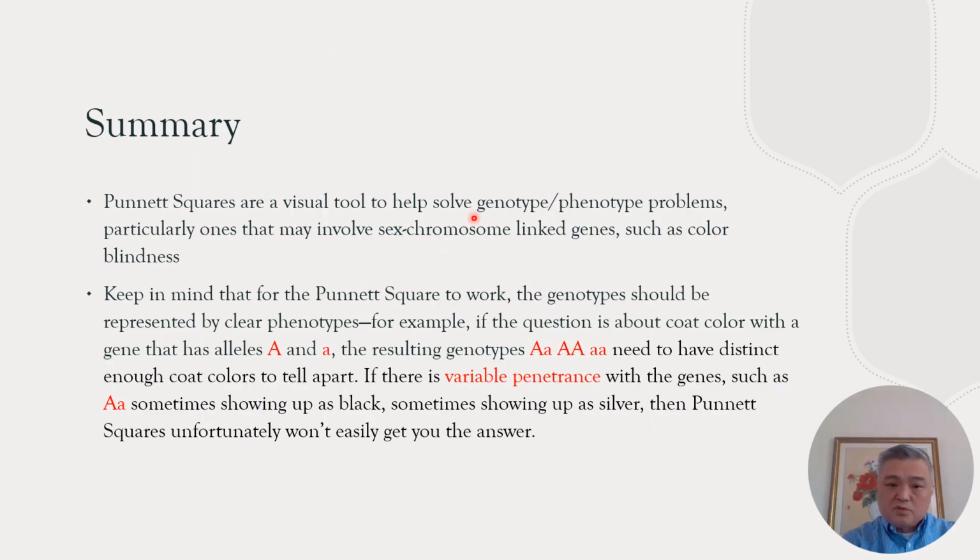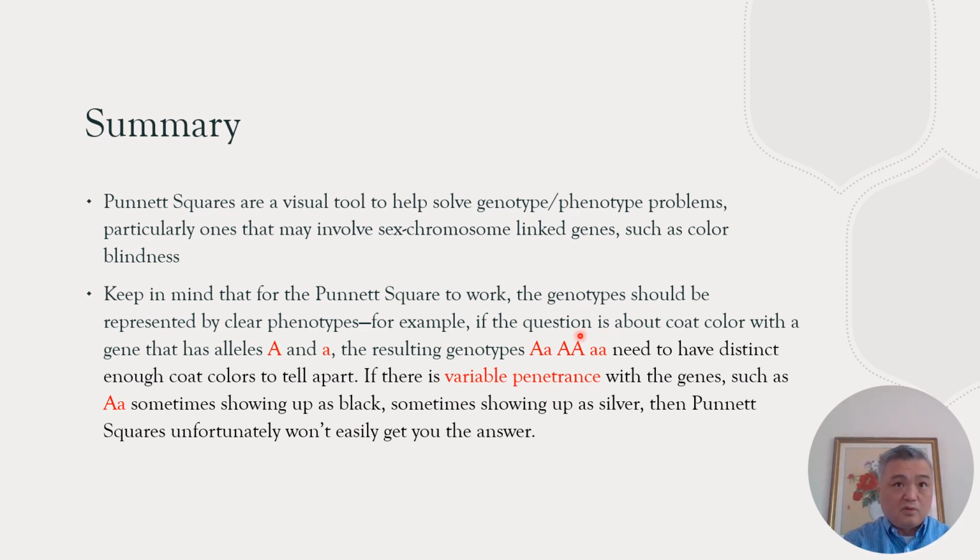So in summary, Punnett squares are a visual tool to help you solve the genotype-phenotype problems that you'll typically see. The problems may involve sex chromosomes and genes, with a classic example being color blindness in humans. Keep in mind, for this method to work, the genotypes have to be represented by clear phenotypes. For example, if a question is about coat color and there are alleles big A and little a, the resulting possible genotypes are big A big A, big A little a, or little a little a. You need to have distinct enough coat colors to tell the different genotypes apart.